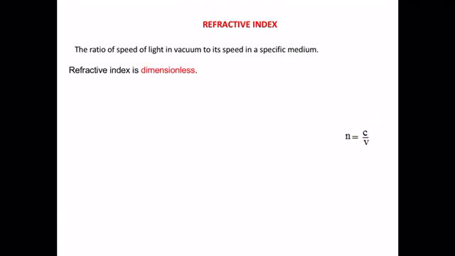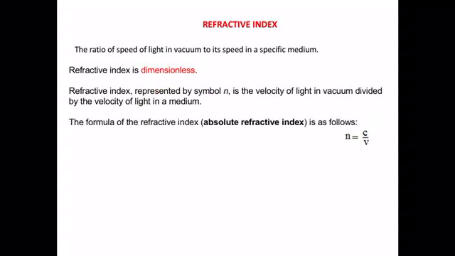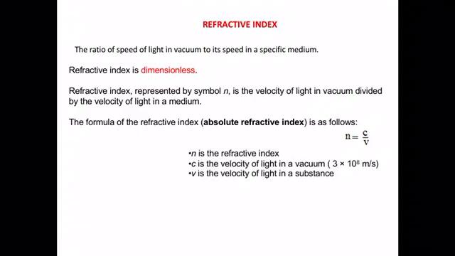Thus we have a formula of refractive index. Mu is equal to C by V. Mu can also be written as N, that is equal to C by V, where C is the speed of light in vacuum, which has a value of 3 into 10 to the power 8 meter per second. Try to learn this value. This will not be given in the exam. Where N is the refractive index and V is the velocity of light in any substance.